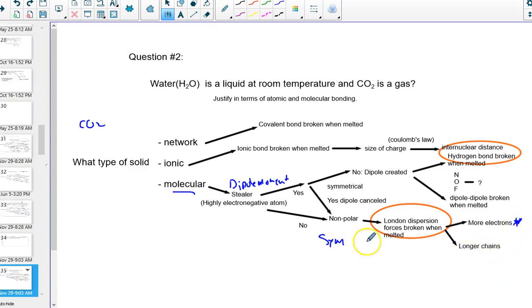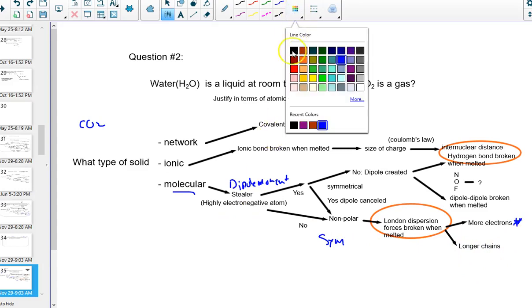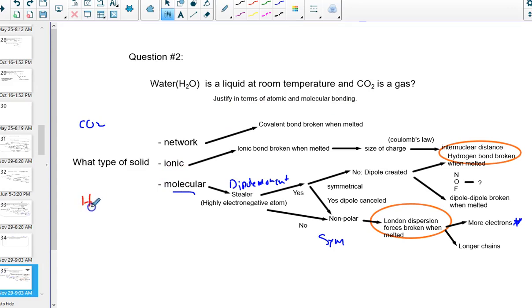Okay. Next guy. Let's flip over to a different color. Alright, H2O. So, do I have a dipole moment? Yes. Dipole is created. Is it symmetrical? No, it's not symmetrical. So I create a dipole. Do I have hydrogen bonding? Yes. Hydrogen bonding is a talking point.